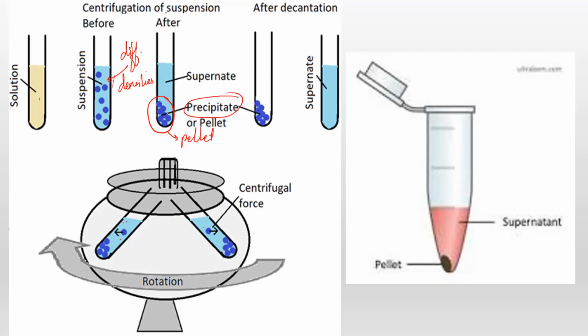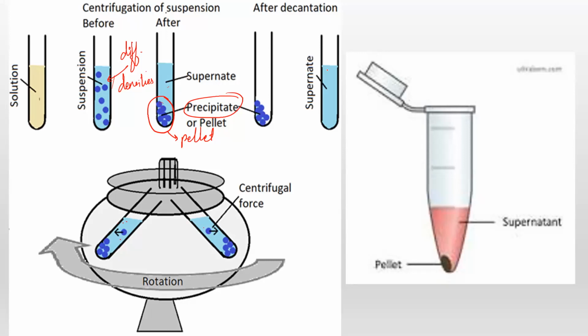So the molecules which are there in the suspension, they will have different densities. Different densities will have different sedimentation rates. That is the time required for them to form a precipitate. Based on that, you will get two phases. The first phase is the precipitate, which is at the bottom of the centrifuge tube. Then the other phase is a supernatant. The supernatant contains molecules, but these are of lighter densities. So then you can separate.